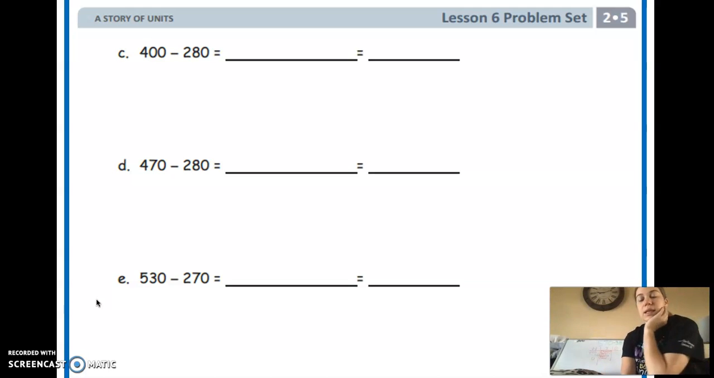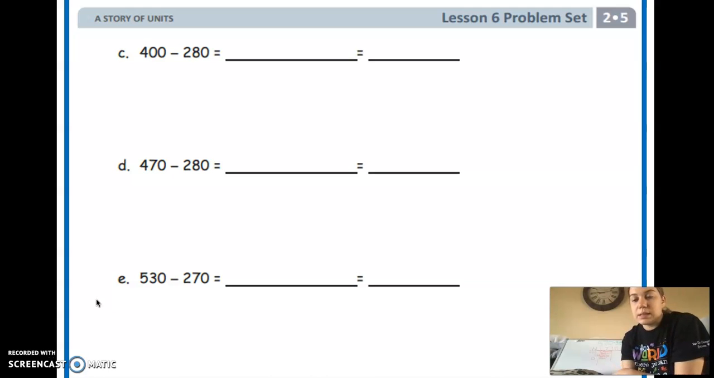For C, D, and E, it's the same thing, but you need to make your own tape diagram. They have not done it for you. So remember, the bigger number goes on top. And remember, you're figuring out how far away it is from the next 100. So 400 minus 280, 470 minus 280, and 530 minus 270.